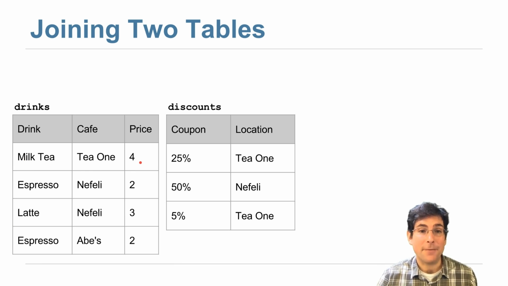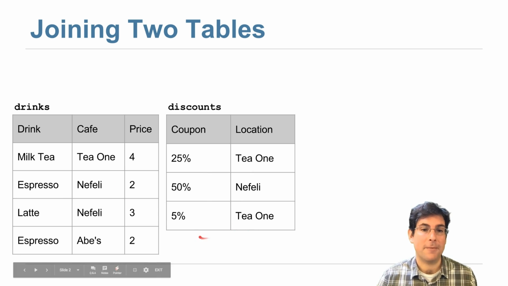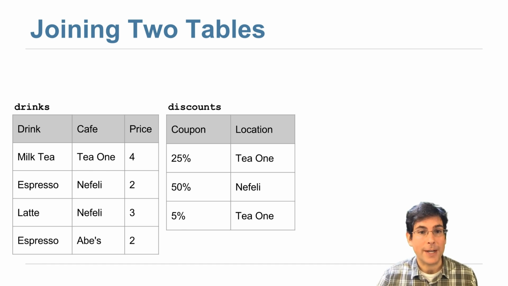And then let's say we have some coupons. The coupons aren't for particular drinks, they're for any drink in the store. So at T1, I have a coupon for 25% off any drink that I want. Nefelli's a different cafe, I have a coupon for that. And I actually have a second coupon for T1 that gives me 5% off any drink. So the question is, what will be the final price for a drink if I apply one of my discounts to one of the drinks that's available?